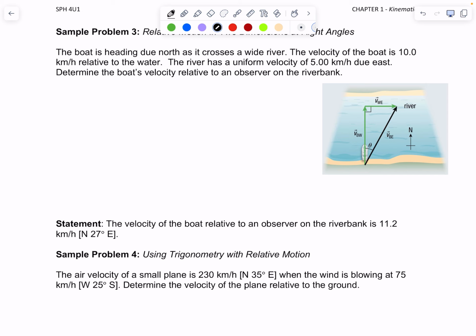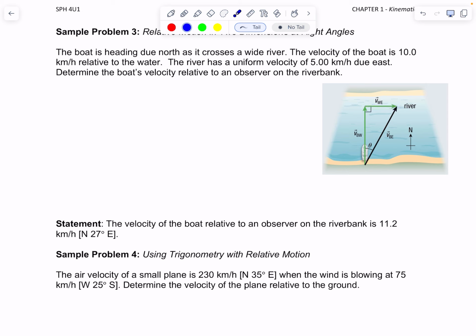Let's take a look at sample problem number 3. We have a boat that is trying to cross the river. So it is going to head north across the wide river. But the river has a current. So as this boat travels north, the current is traveling east. The boat is going to travel north, and the current is going to travel east.